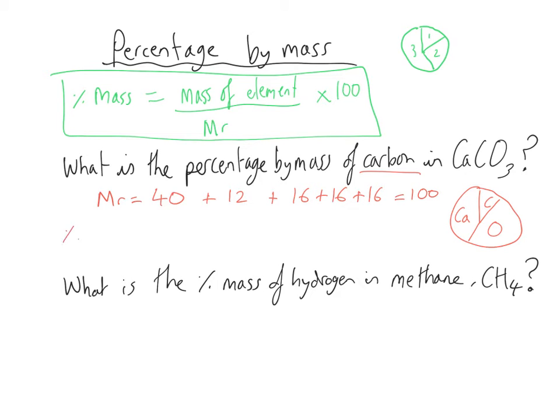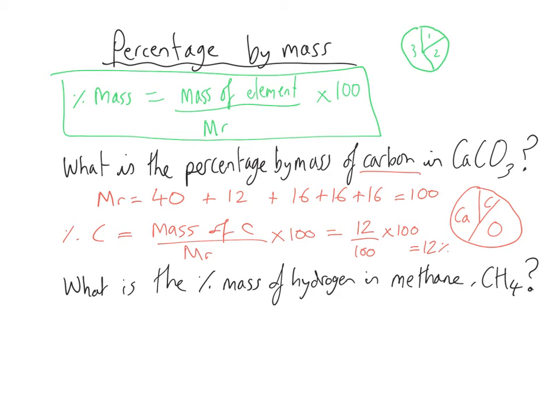And so the percentage of carbon is the mass of carbon divided by the total mass of everything times by 100. And so here the total mass of carbon is 12, the mass of everything is 100, and to turn it into a percentage we need to multiply it by 100, and that gives us a nice easy calculation that we can do in our heads of 12%.